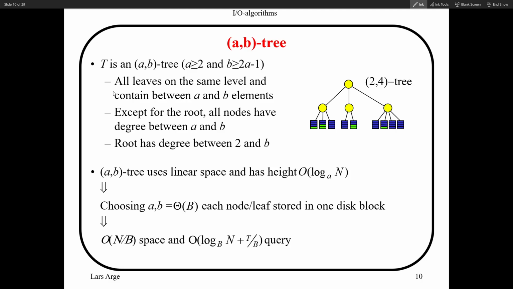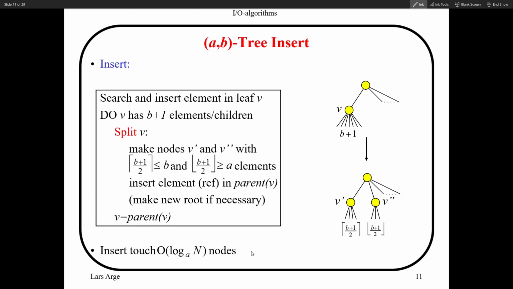Of course, an AB tree with these properties will use linear space and will have height at most log base A of n. And if we choose A and B to be within a constant factor of B, the block size, then the height of the tree will be log base B of n, and we can also do a range query in T divided by B IOs. So this essentially satisfies everything that we want. Except, of course, the main thing that we haven't talked about: how do we actually update these trees? Okay, so let's take a look at that.